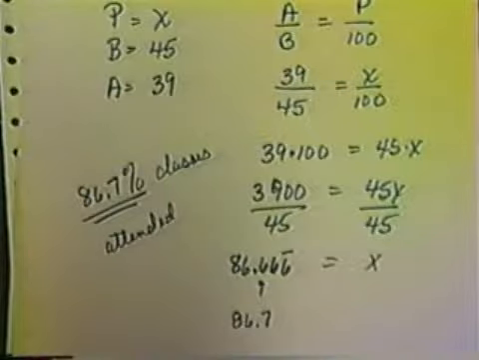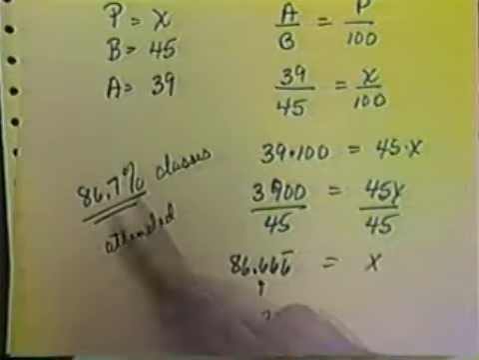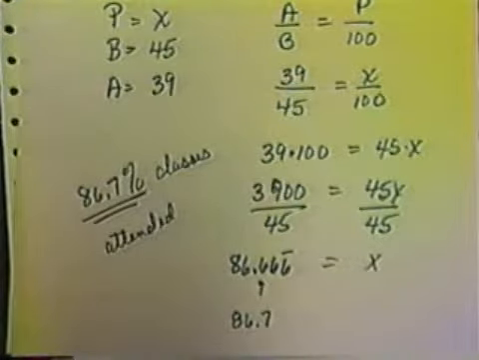86.7% of the classes attended. And if he's failing, I ought to tell you, it doesn't look like he's doing too good. 86 sounds pretty good, but when you miss a class, you know how much you miss. You really can't afford to miss a class. So this shows that even when you attend what sounds like a good amount, it really doesn't work out that way.